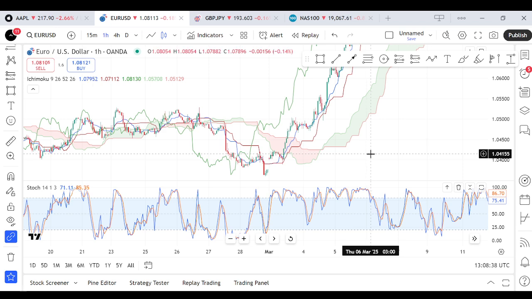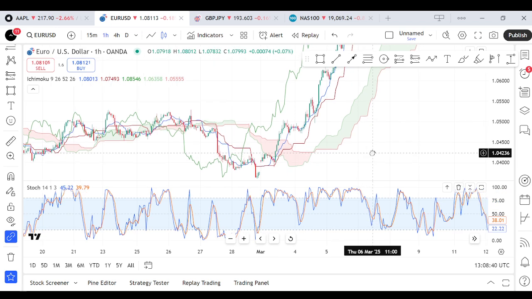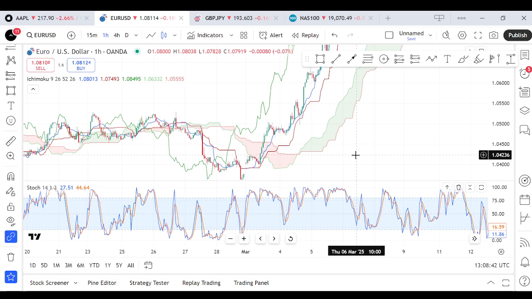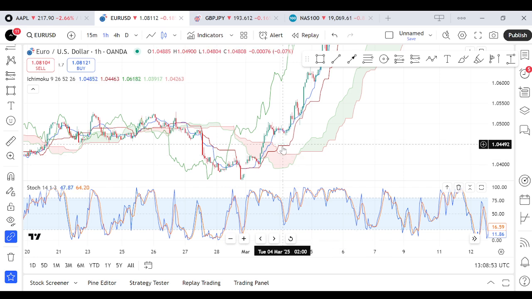So the first step is to identify the trend. How do you identify the trend? Like I said, we use the Ichimoku cloud indicator. For a bullish trend, ensure the price is above the Ichimoku cloud and above the baseline. Remember, the baseline is a red line. Price should be above the Ichimoku cloud, above the baseline, and above the conversion line.